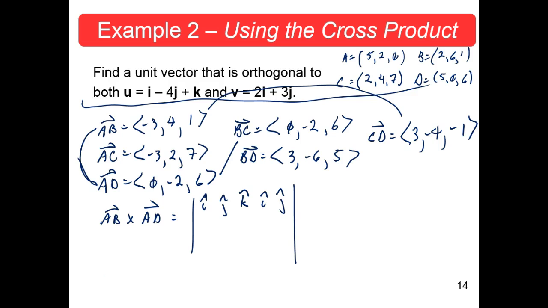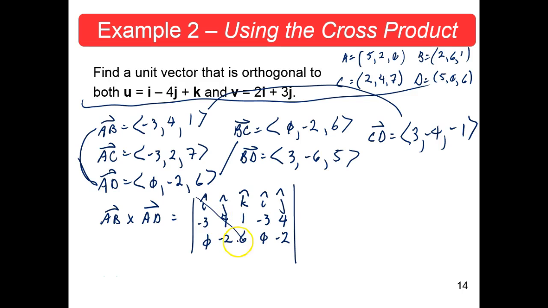Okay? AB or BA or CD or DC, it doesn't matter which one you do, but let's put it down. -3, 4, 1, and then repeat I and J. -3, 4. Okay? Then do AD, or whichever of the others you do. 0, -2, 6, and then repeat I and J. 0, -2. Okay? Now, here's my favorite way of doing it. Do your down diagonals. These are always positive.